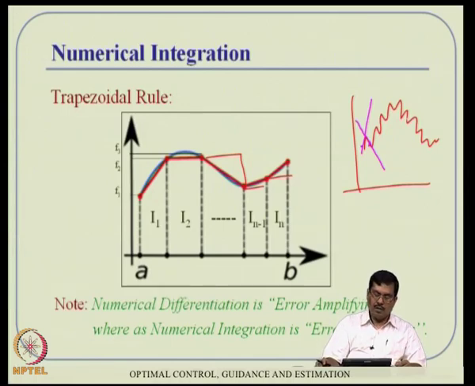If you really have noisy data or directly experimental data, never ever do numerical differentiation directly on those data. That is a strong recommendation. However, if you do numerical integration with respect to an average curve, let us say that is an average curve.